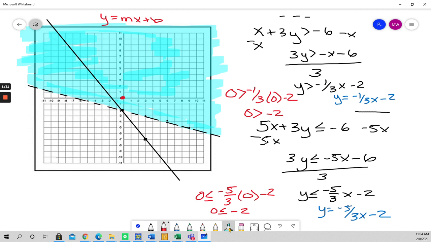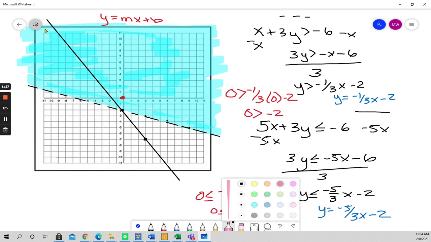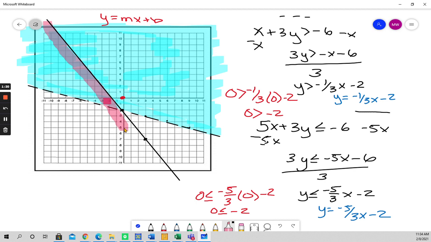No, it is not. That's not a true statement, so I shade the region of the graph that does not contain 0, 0. So that would be everything on this side of my graph. So all of this would be considered the solution to this line.